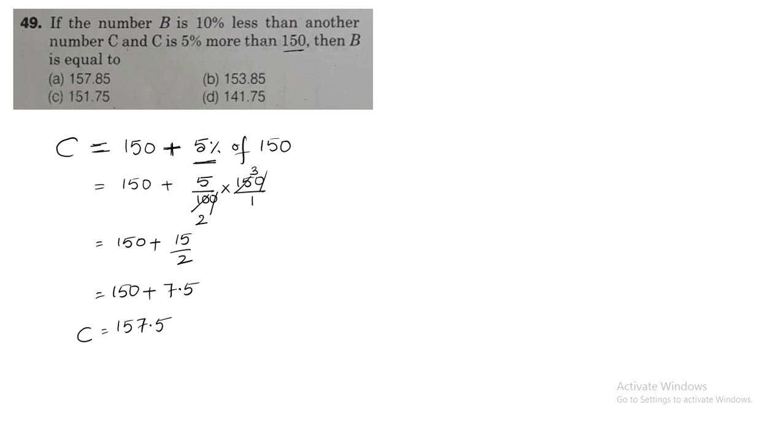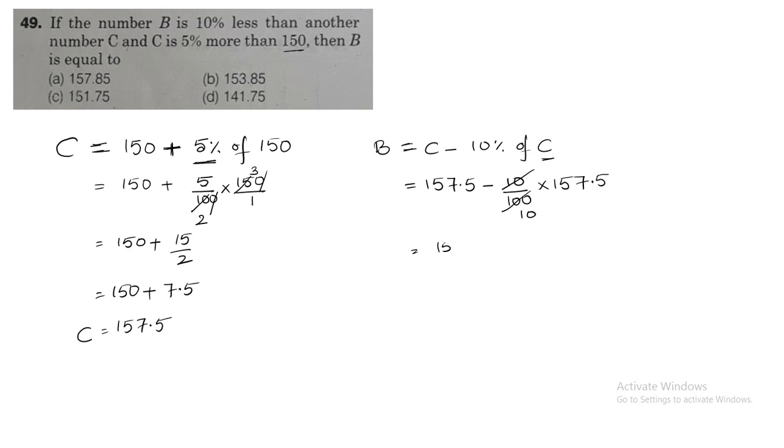Value of B. And he has given that B is equal to 10% less than C. So 10% less than C means C minus 10% of C. So B is equal to C minus 10% of C. So what is C here? C is 157.5 minus 10%. So 10% I can write as 10 by 100 into C, and C is 157.5. So this 10 in 100 cancels 10 times.